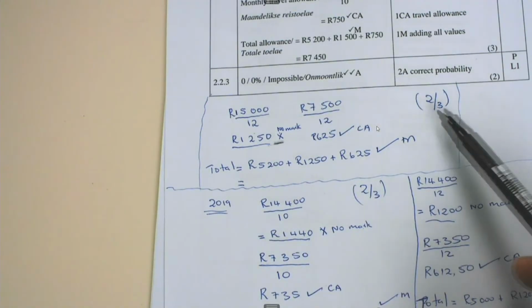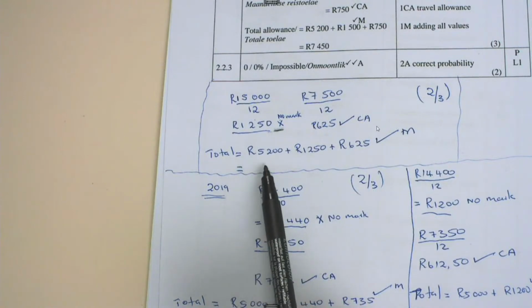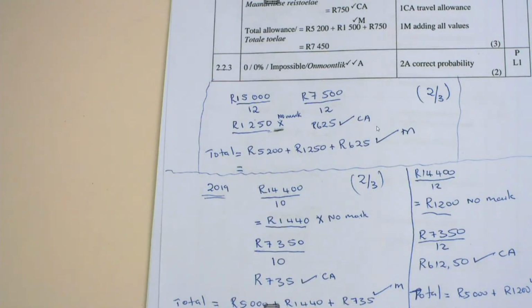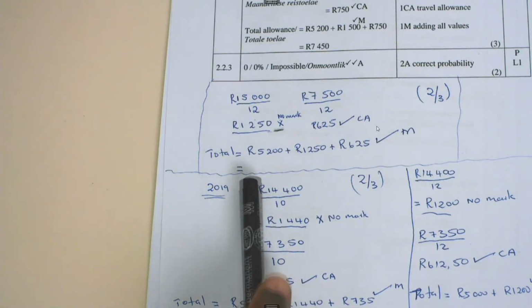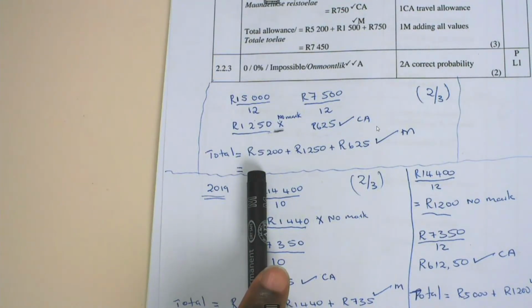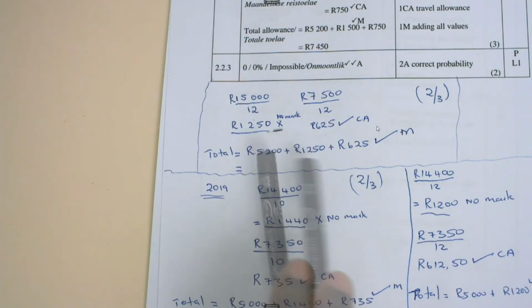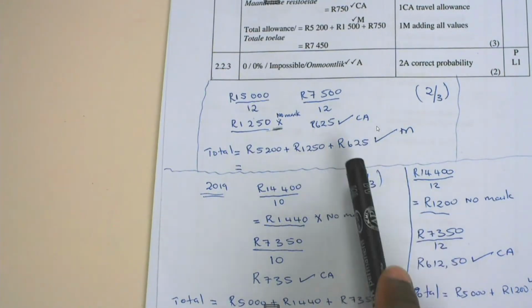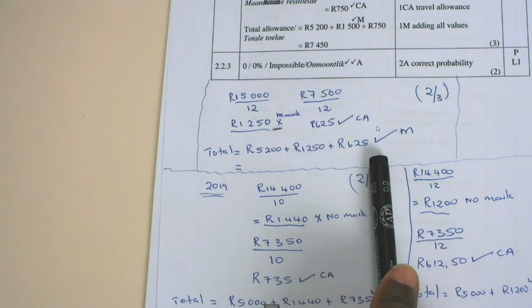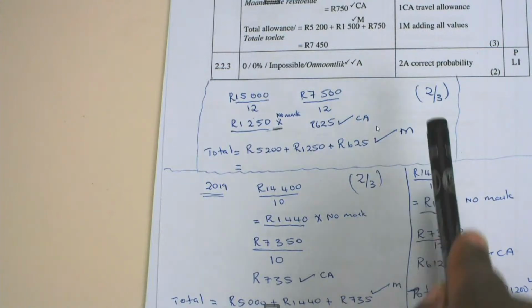And then the learner will add all the amounts there. The learner will add 5,200 plus the answers that you got after dividing those amounts by 12. And then we give 1 mark for method. 1 mark for method. So the learner will get 2 out of 3.